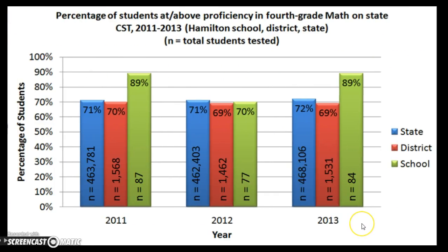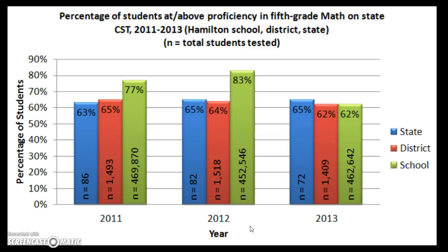Our 4th graders also did pretty well. They outperformed the district and the state only in 2011 and 2013, but there was a significant difference here. 89% is our proficiency point versus 70% and 71% in the district and the state. Only in 2012, our 4th graders performed just as well as the district and the state, or almost as well.